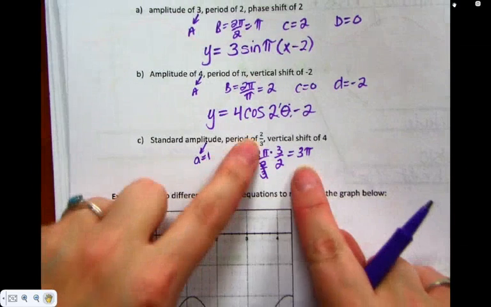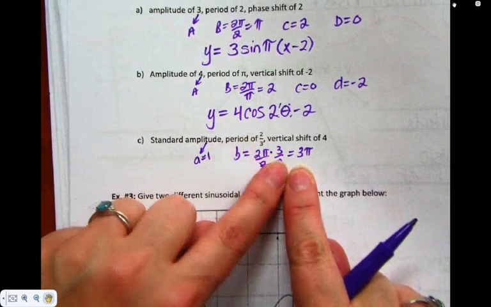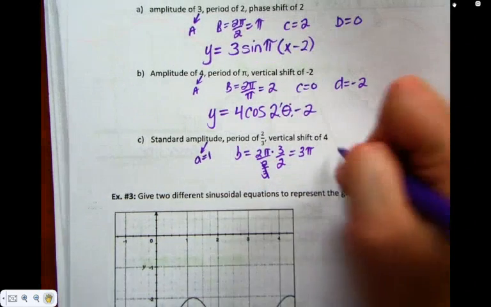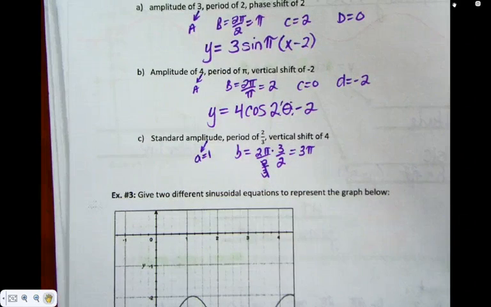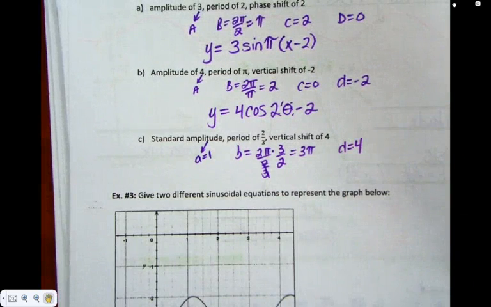Look at the difference between the period and the b value. Okay, you can't just stick the 2/3 into the equation for b. It doesn't work that way. Do we have a phase shift? So I don't care about c. Vertical shift means d equals 4. Write me a sinusoidal equation that has those characteristics.